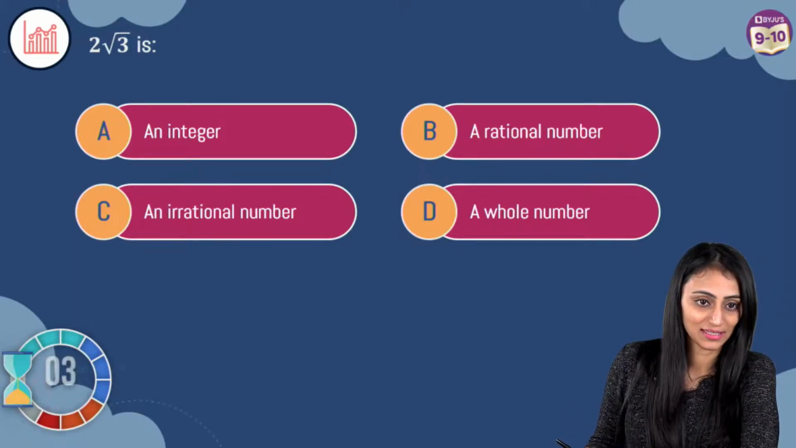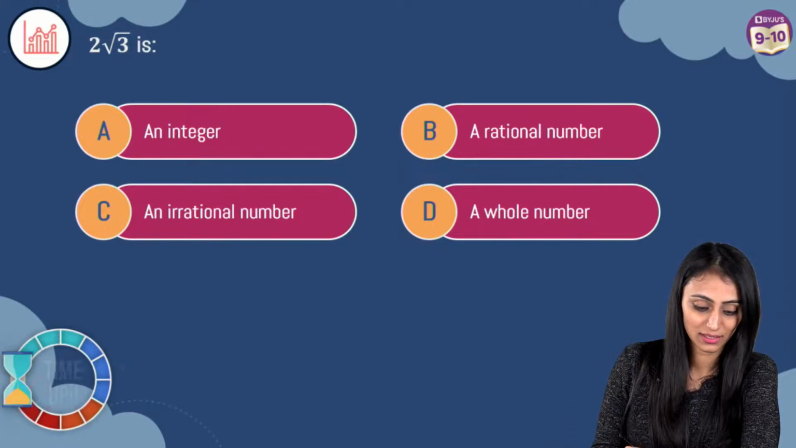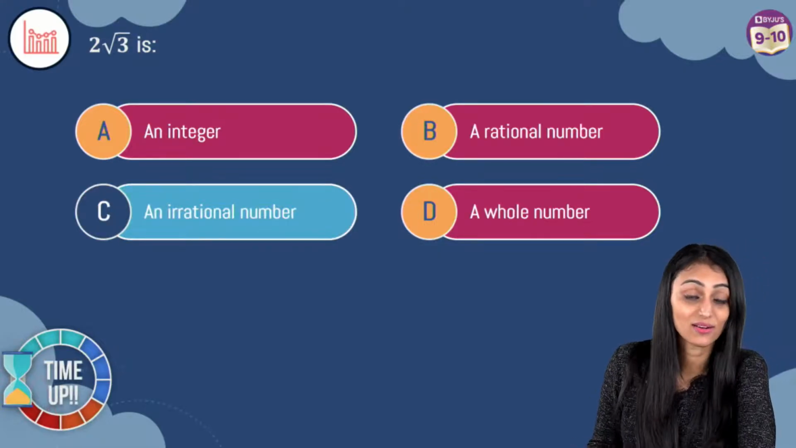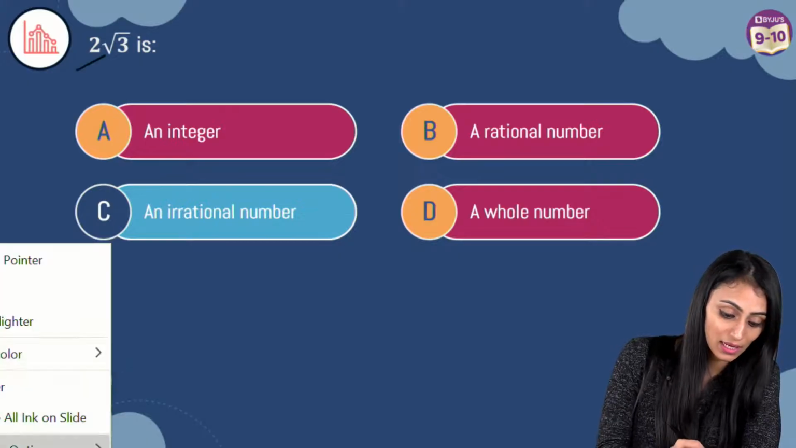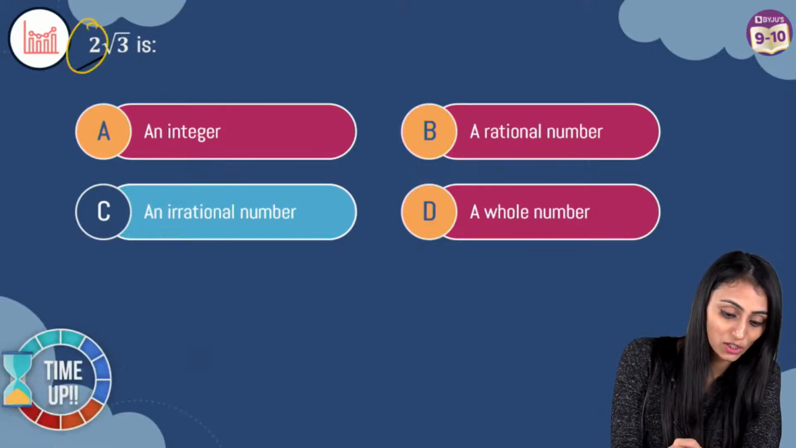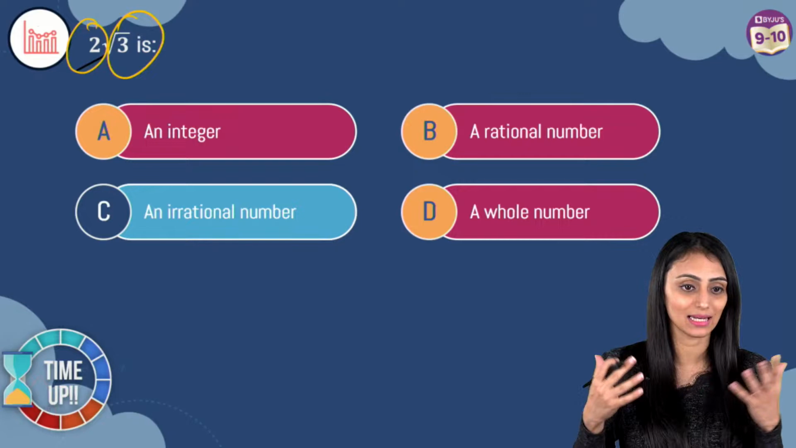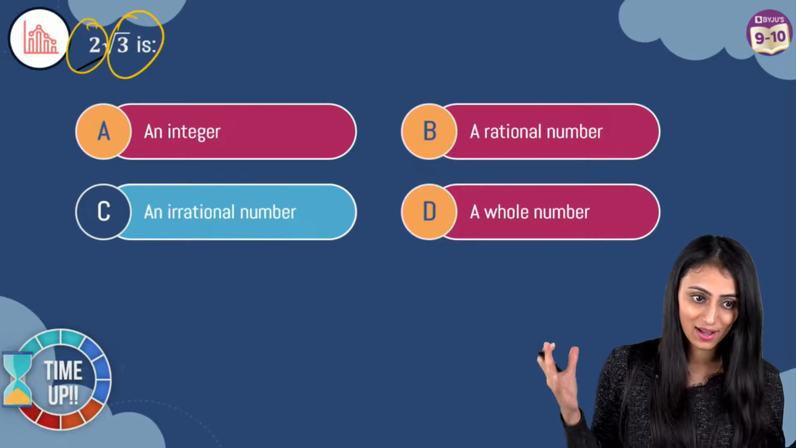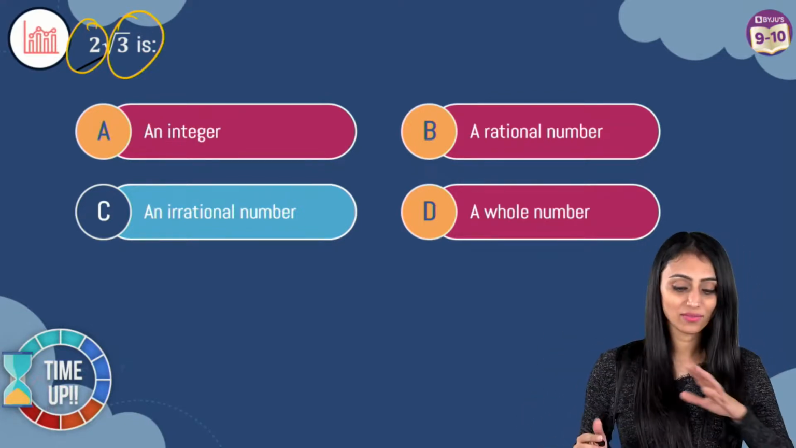All right. So the correct answer for this question is, yes, option C, it's an irrational number. Reason being, 2 is a rational number and root 3 is irrational, and the product of a rational and an irrational number is always irrational. Yes. So we have understood this, right?